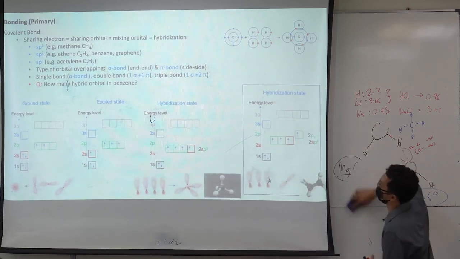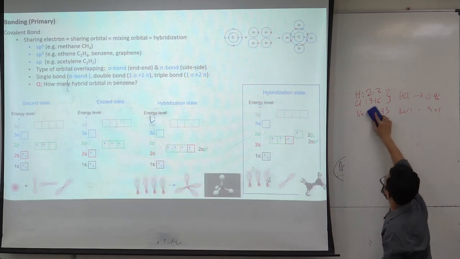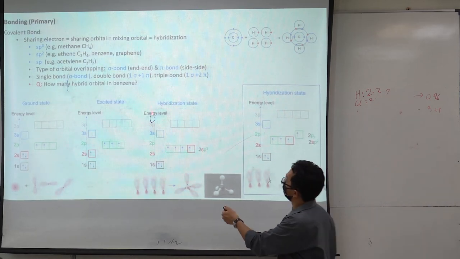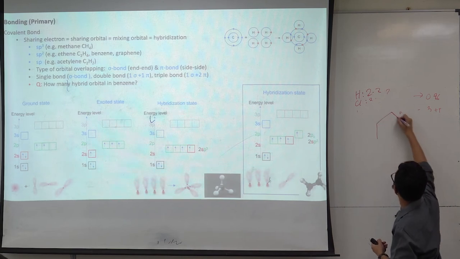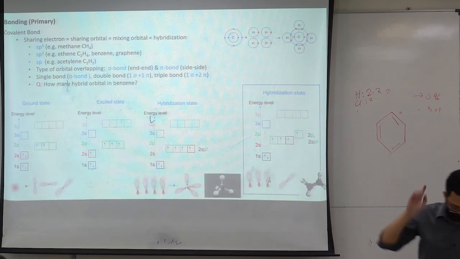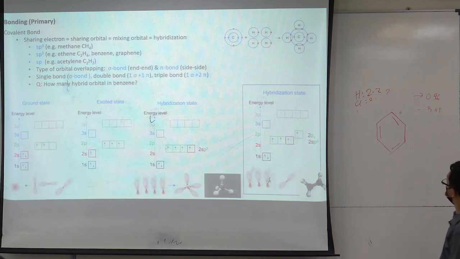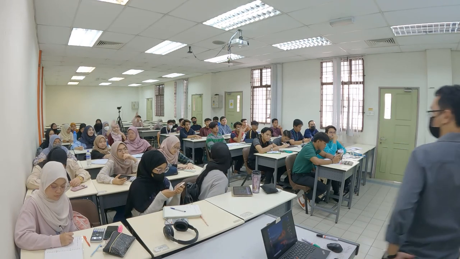Okay, so now the question, this is the bonus mark. Tell me, how many hybrid orbitals in benzene? Benzene is like this. This is benzene. One, two, three. How many hybrid orbitals in this? Ila, who said six? Raise your hand. Six, yes. But then sp what? Six.